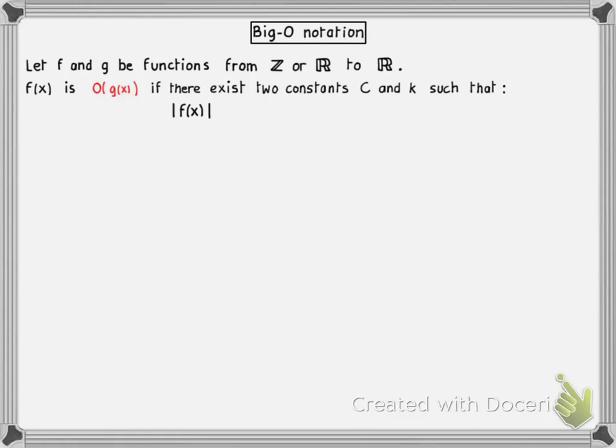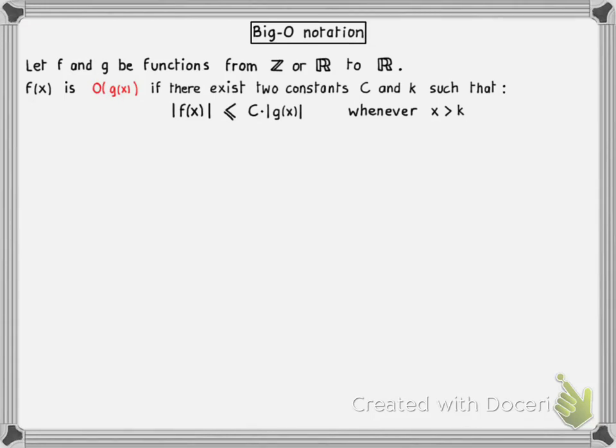So we take the absolute value of f and the absolute value of g of x, and the constraint here is that the first one is less than or equal to the second one after you multiply the second one by the constant c. Now the problem in this definition so far is that the value of x is unspecified. In logic, x is a free variable here. So this relationship must hold for every value of x such that x is greater than some constant k. And that is the definition of the big O notation.